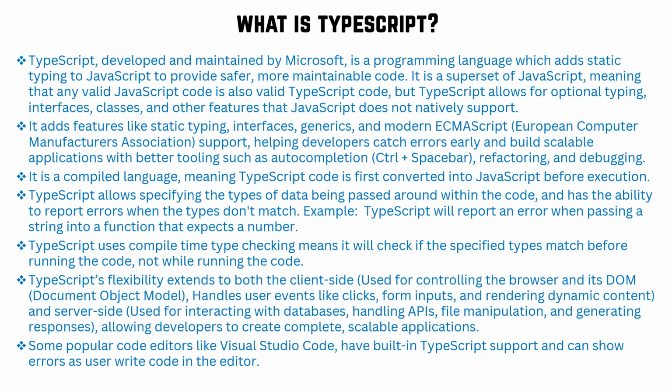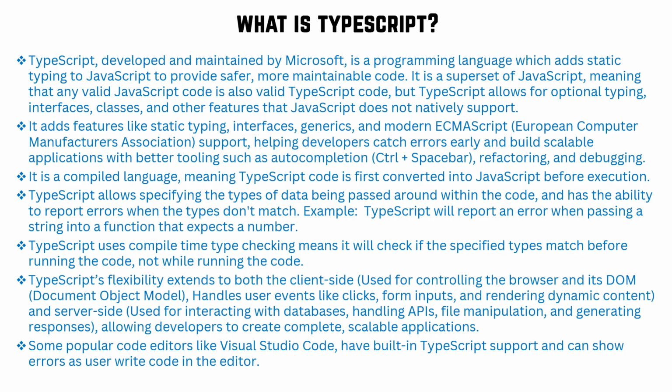Suppose you have declared some variable. In JavaScript, you don't need to declare whether it's a string or a number. But in TypeScript, you need to define the type of the data while defining the variable. So you define something as number, which should accept any kind of number, a normal number or a decimal number. But if you try to forcefully provide a string, it will throw an error. So TypeScript will report an error when passing a string into a function that expects a number. JavaScript is a little bit tougher because it does not have this kind of static typing.